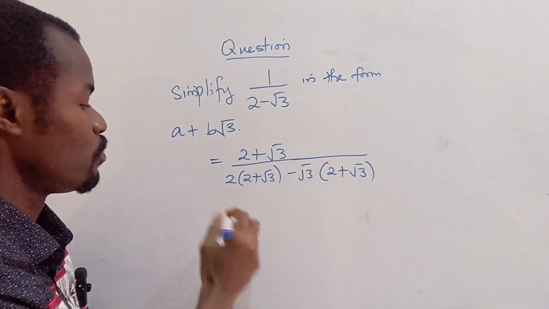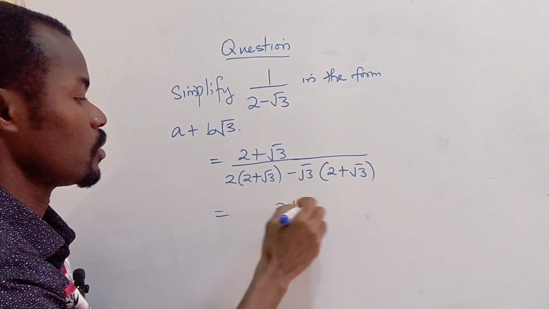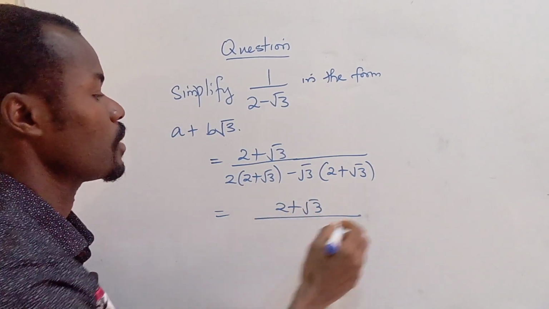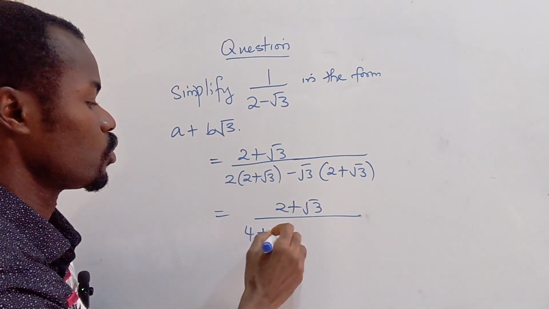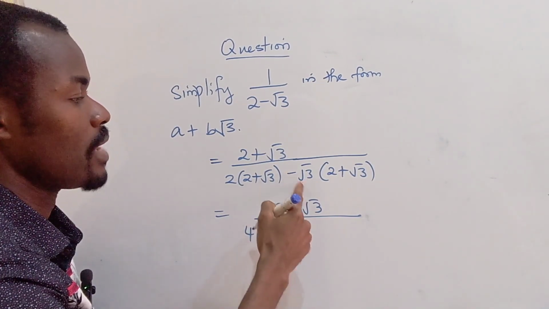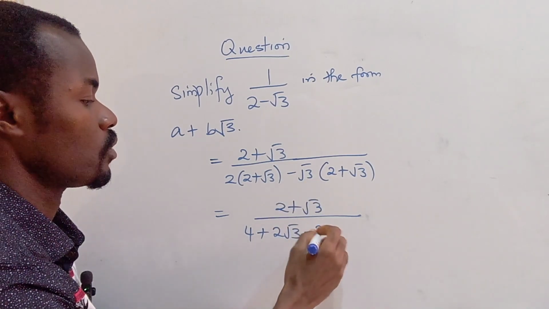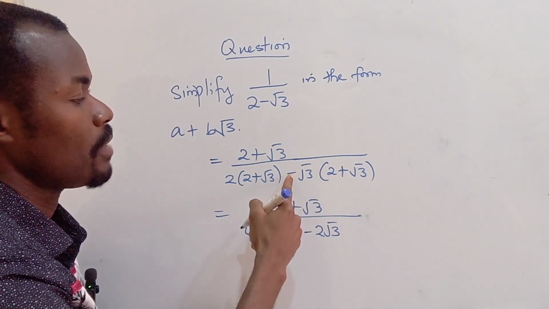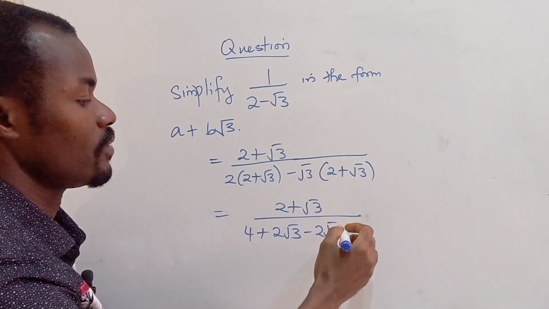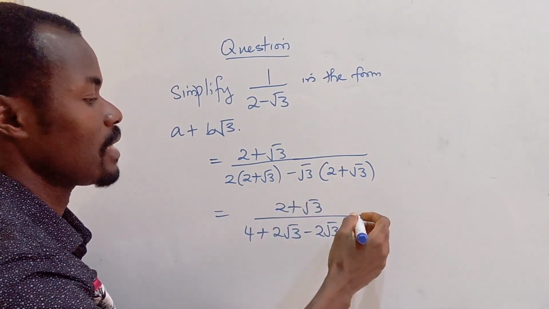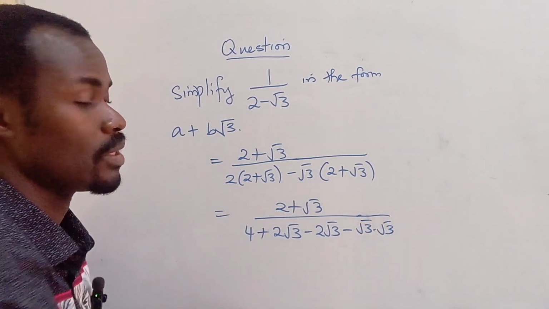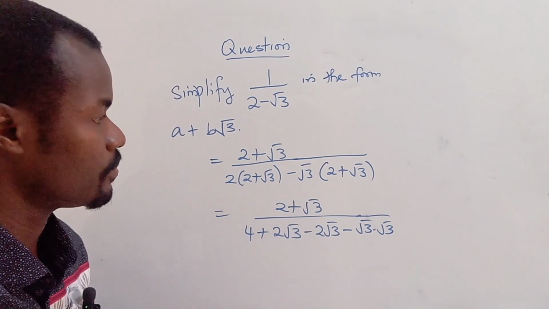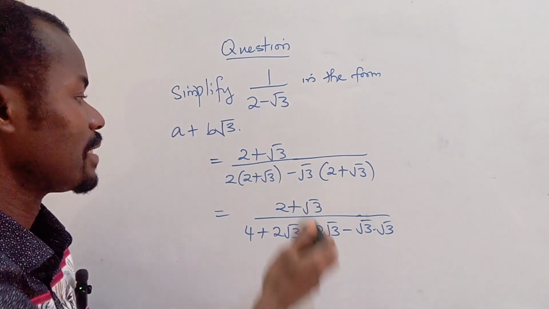So my numerator remains 2 plus root 3. Now 2 times 2 is 4. 2 times this is plus 2 root 3. Minus root 3 times 2 will give us minus 2 root 3. And minus times plus here will give us minus root 3 times root 3, which of course is going to give us root 9. All right, but let's leave it at this.